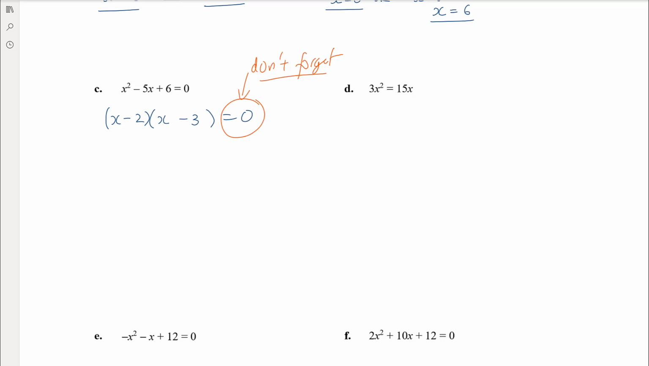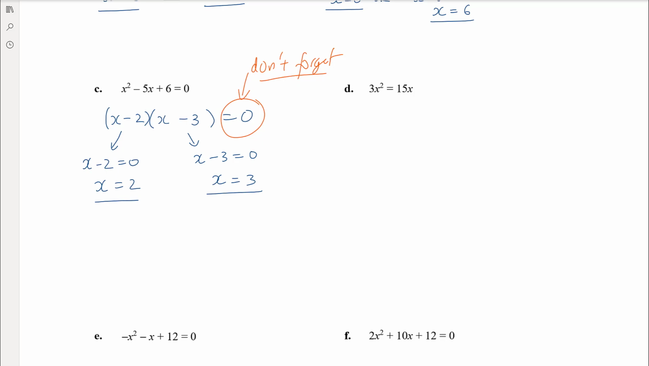The only way that this allows you to say, well, x minus 2 could equal 0, or x minus 3 could equal 0, and therefore x could equal 2, or x could equal 3, the only way you can do that is because it equals 0. Please don't lose that at that step, okay? It's really important. All right, part D.